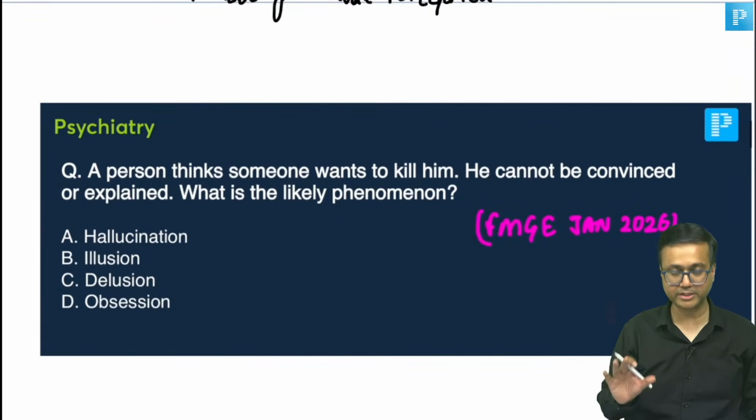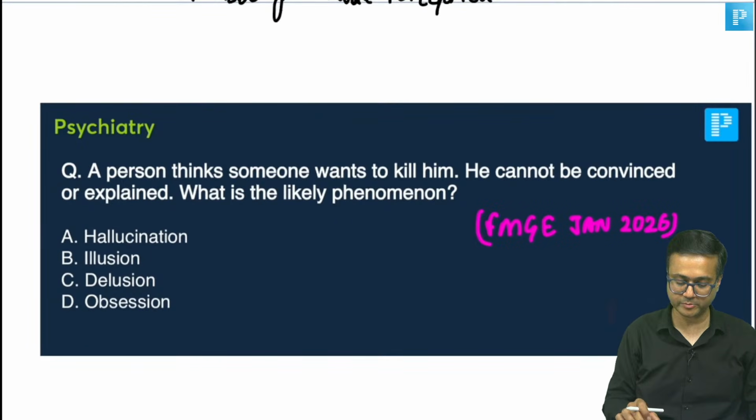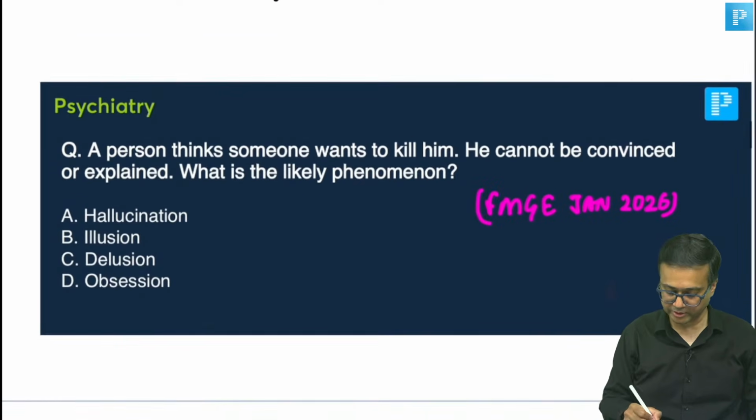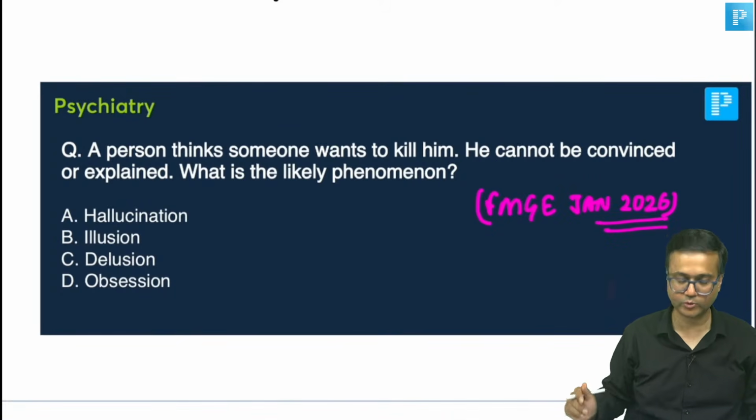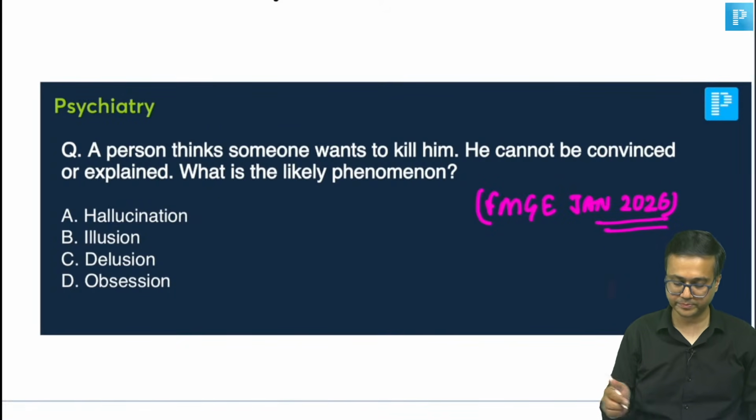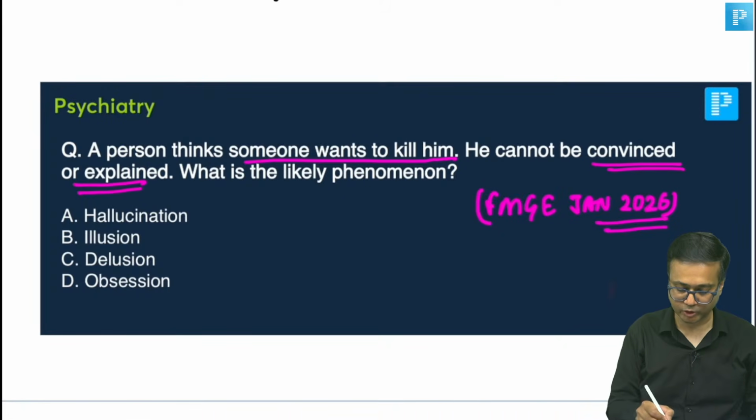See, sometimes beta such simple questions will also be asked, so please be very careful. A person thinks, so this is your January ka question only beta. A person thinks someone wants to kill him. He cannot be convinced or explained. What is this likely phenomenon?